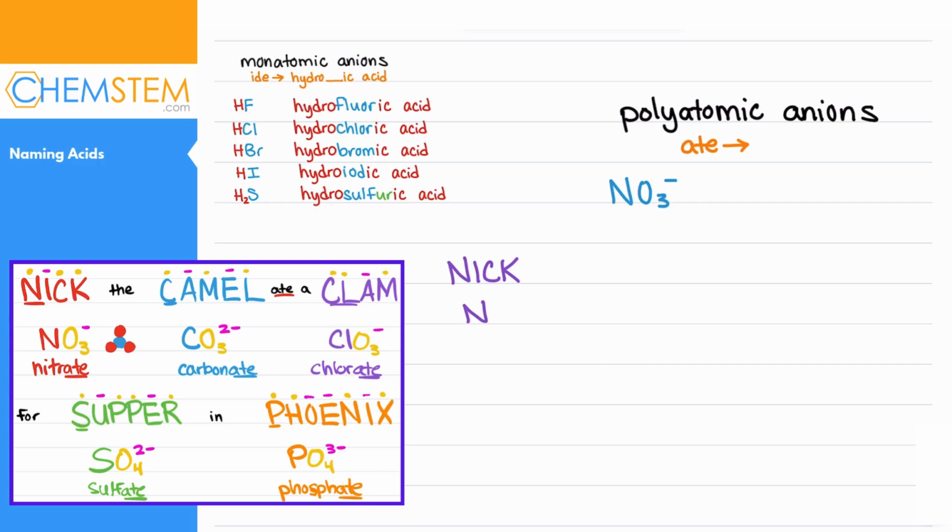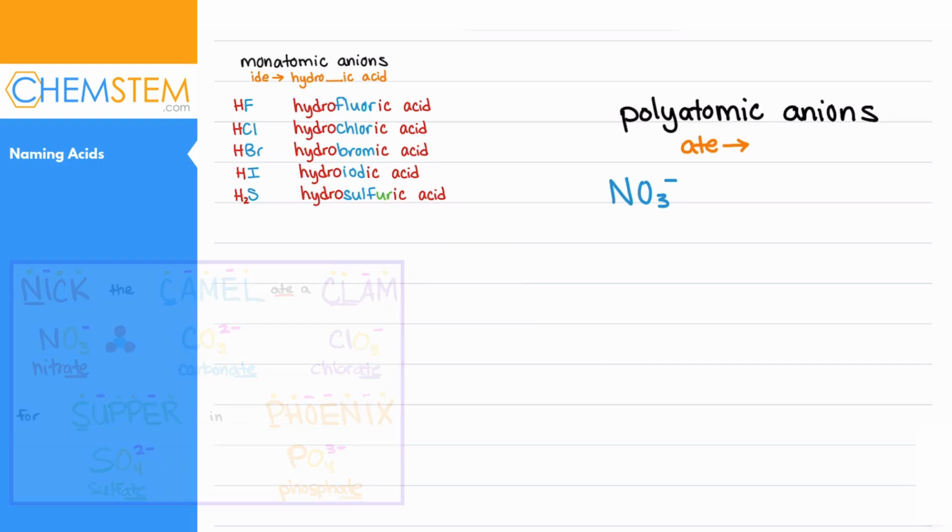You count the number of consonants, so N, C, and K. There's 3 oxygens because there's 3 consonants. And then the number of vowels, just 1 I. That's going to be the minus sign. So that's going to be nitrate. Nick the Camel ate clam for supper in Phoenix. If you don't want to use that mnemonic device, or if you have your own way to memorize it, like flashcards or just a memory, go ahead and do that.